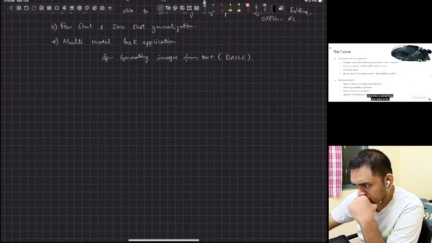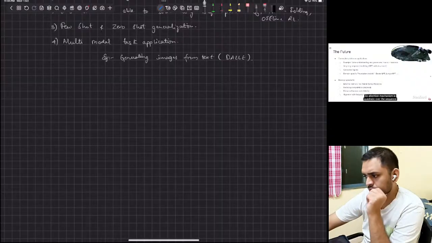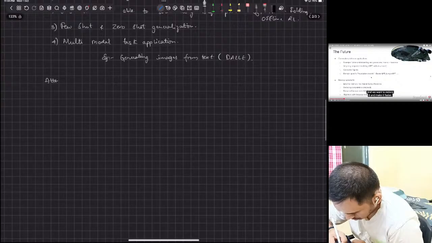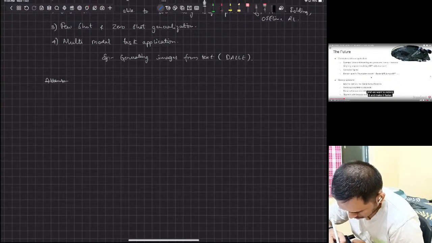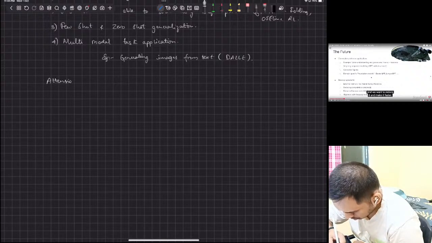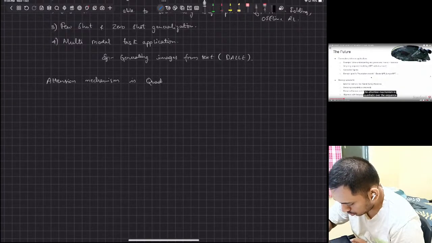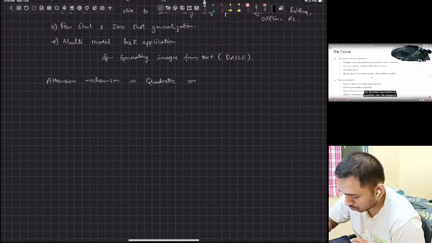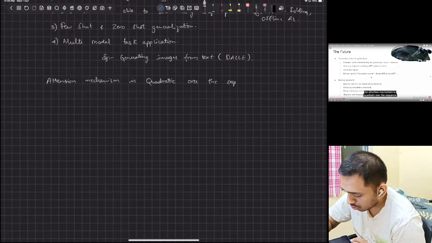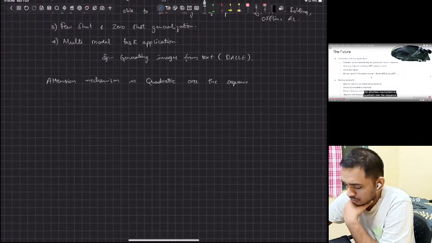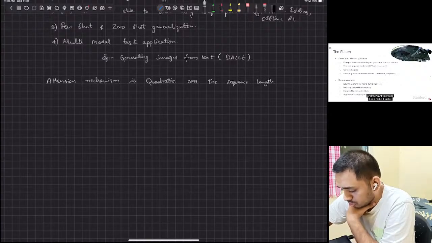Second is reducing the computation complexity. So attention mechanism is quadratic over the sequence length, which is slow, and we want to reduce it or make it faster.